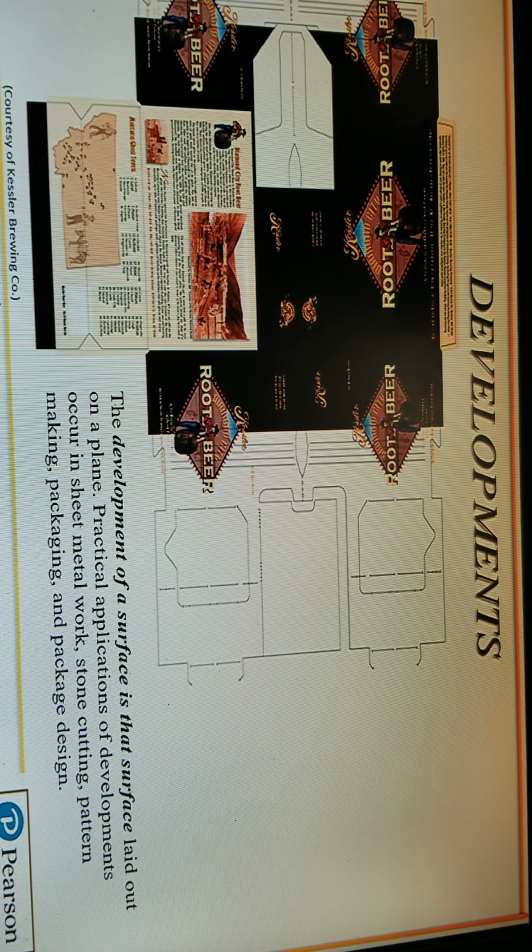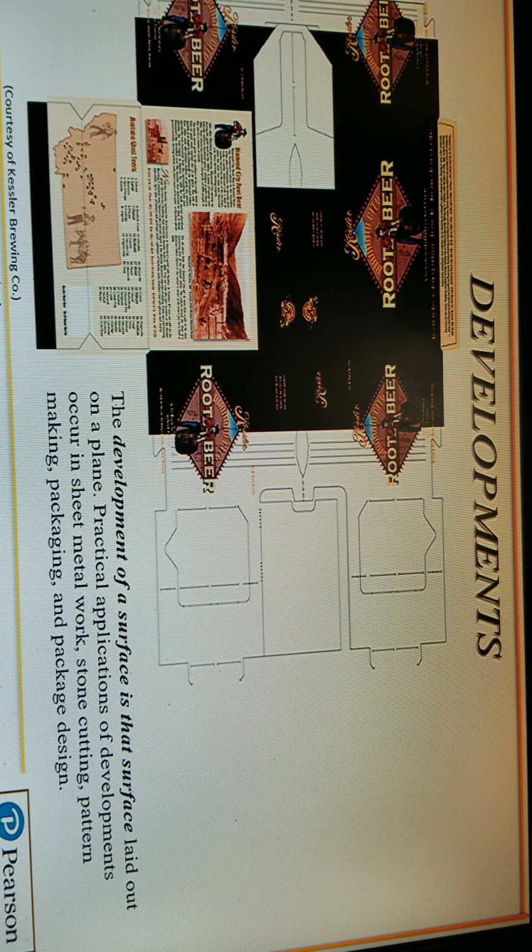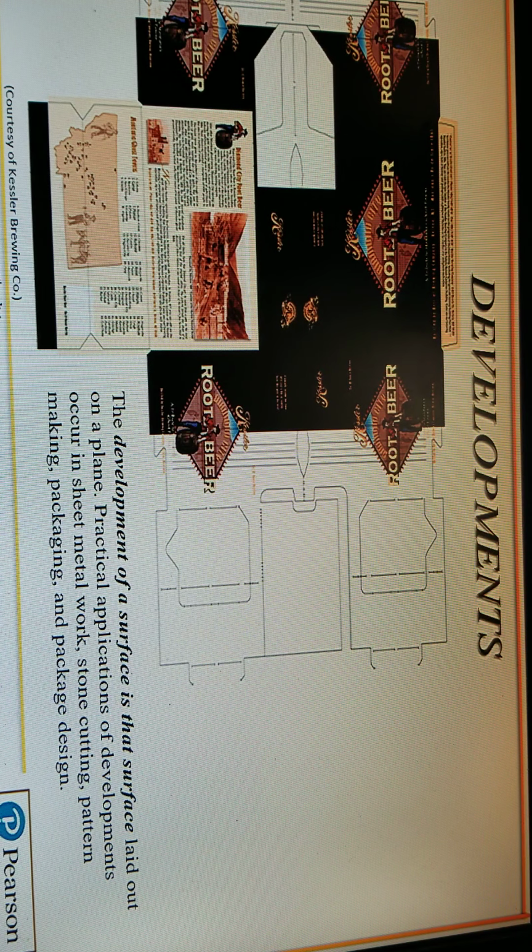This is packaging. It's a root beer carton, probably either a 12-pack or 24-pack of canned root beer. This thing's laid out just like a paper bag, only it's cardboard, and they fold it to create a box.